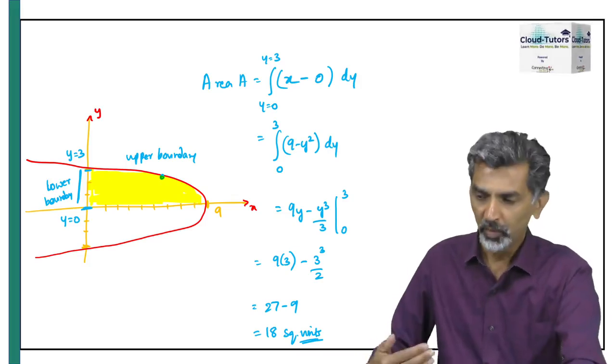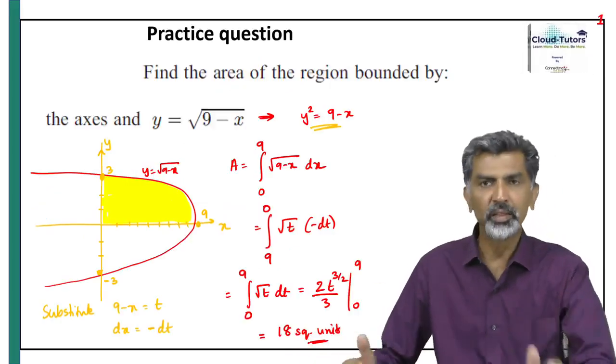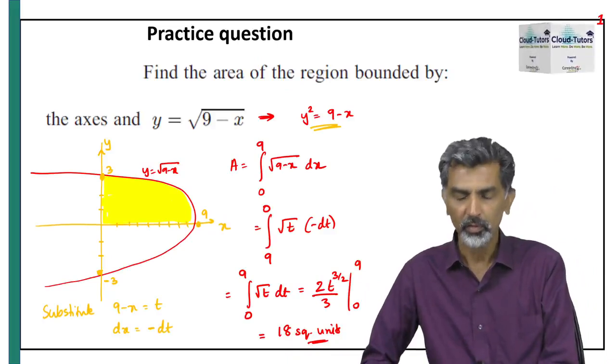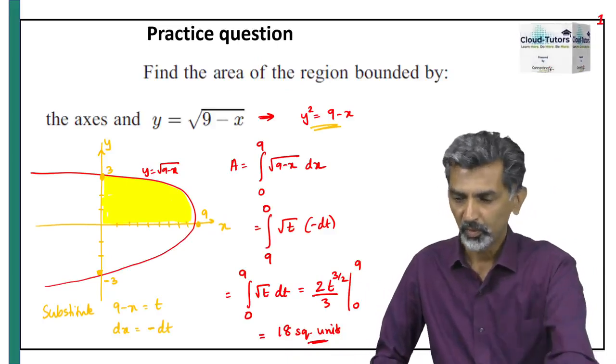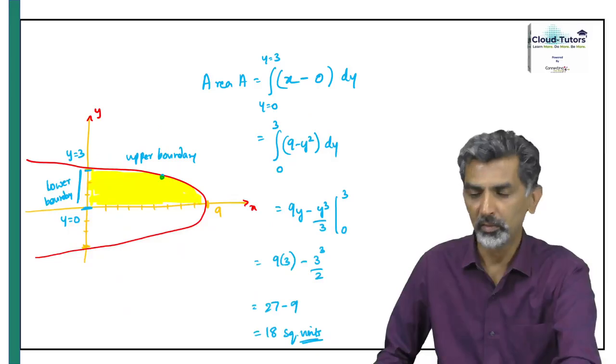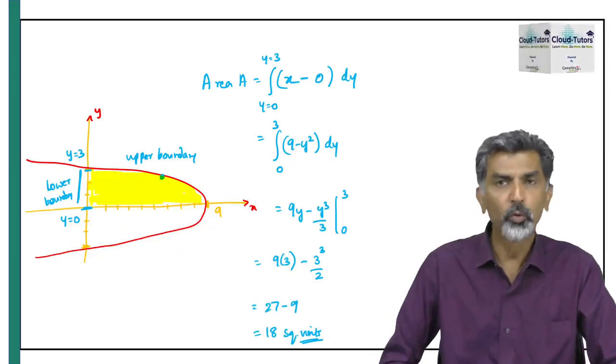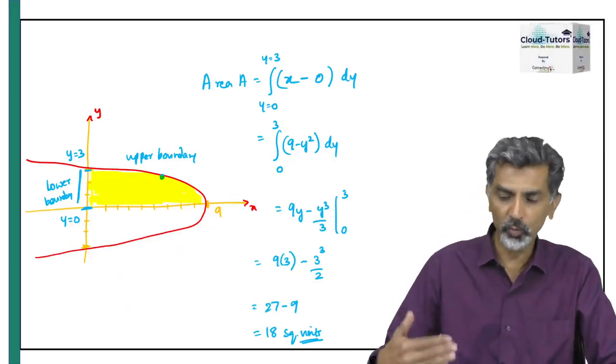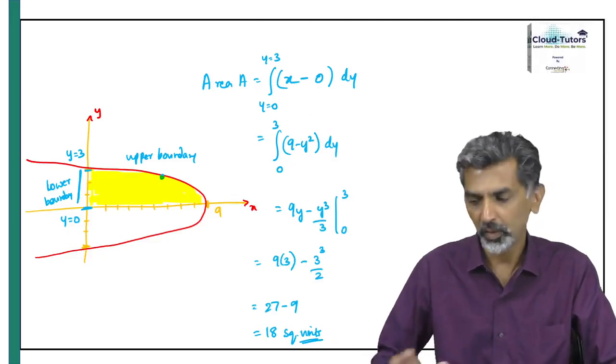But the first time we wrote the integral in terms of x, and x goes from 0 to 9. The second time, we wrote the integral in terms of y, and y goes from 0 to 3, and we get the same answer.